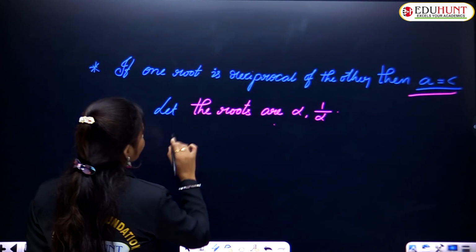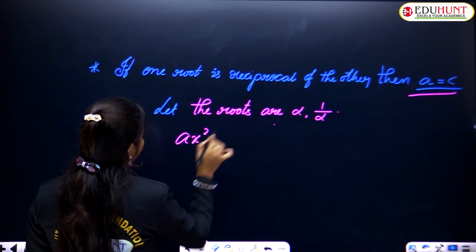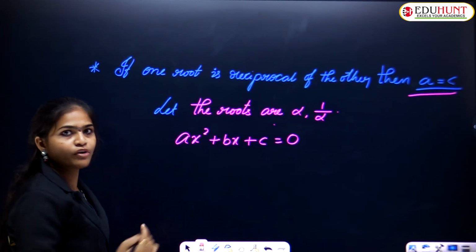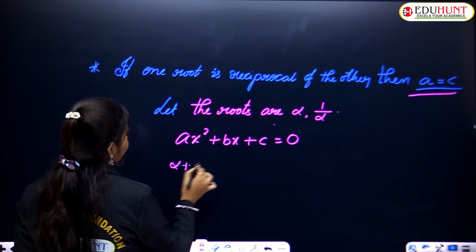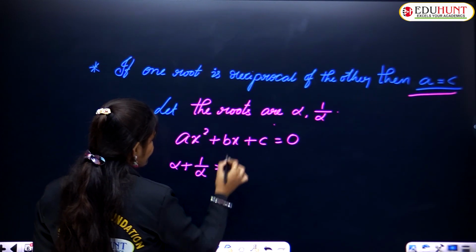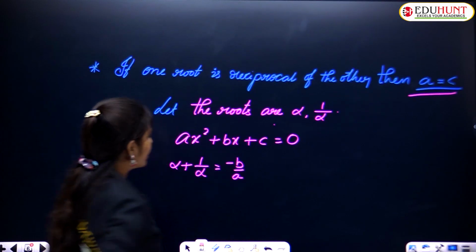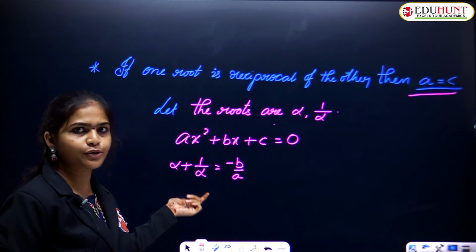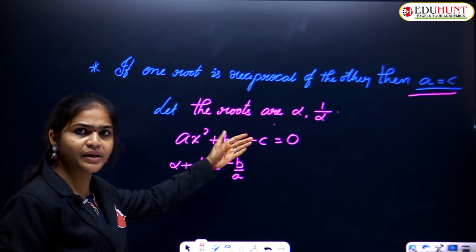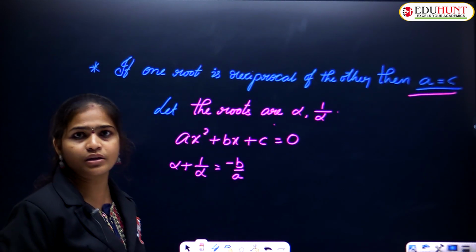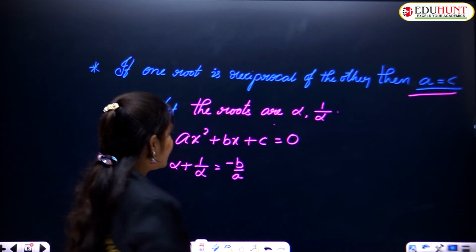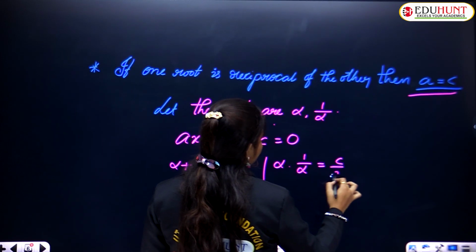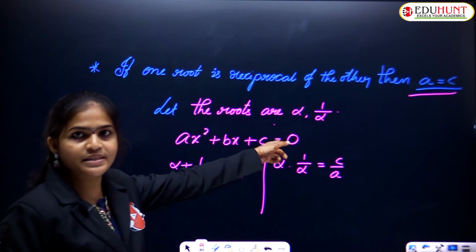Let us prove that. Take the quadratic equation ax square plus bx plus c is equal to 0. The sum of the roots, alpha plus 1 by alpha, is equal to minus b by a. If they give the alpha value in the question, you can directly substitute and find either the b value or the a value, depending on the question. Now come to the product of the roots: alpha into 1 by alpha is equal to c by a. Here the given condition relates c and a.